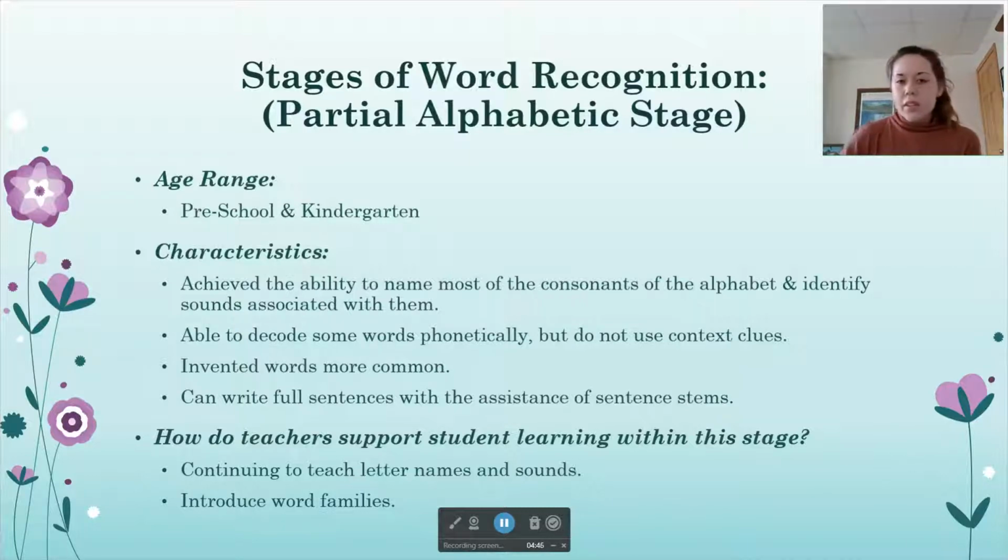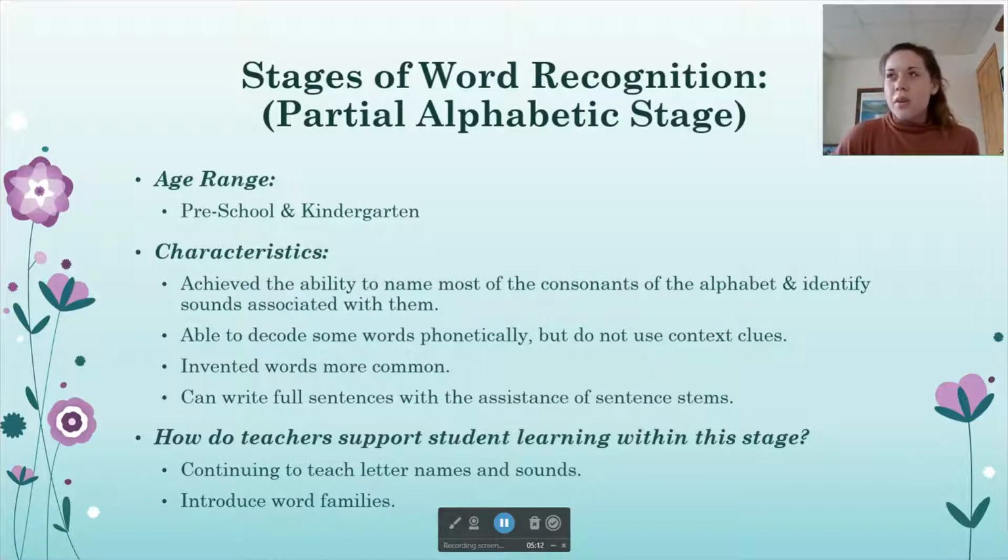But students in this phase may invent words and spelling in an effort to apply their limited knowledge of phonetic principles. So teachers support student growth by continuing to teach letter names and sounds, but also introducing word families. And students at this stage could also write full sentences with the assistance of sentence stems, right? So they're becoming more aware of what's going on.